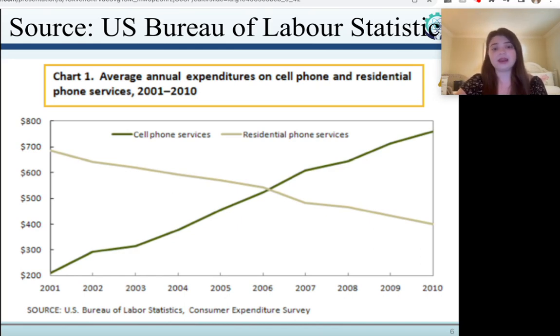A lot of people are getting rid of their landlines, or a lot of people are deciding to go with less costly residential phone service plans, right? Less costly landline plans, because landlines aren't as crucial to them as they used to be, right? And so that's what we can kind of see with this data.